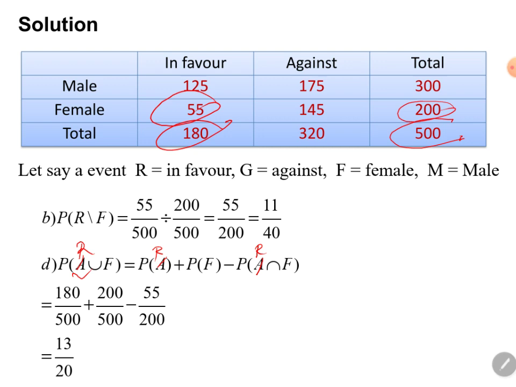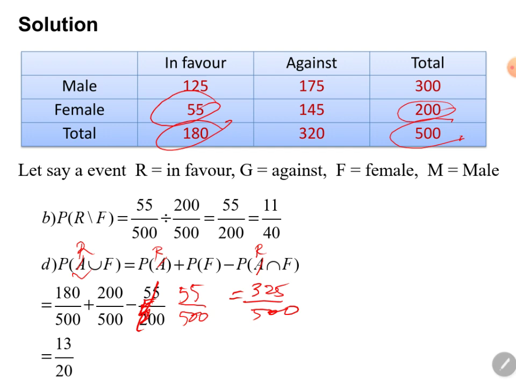Intersect in favor and female. So this one should be 500, right? Okay, because there is a typo, this one should be 500. It's true that it is 55/500, it should be divided by the total overall. So what we get is 180 plus 200 minus 55, which is equal to 325 divided by 500. To simplify it, we get 13/20.